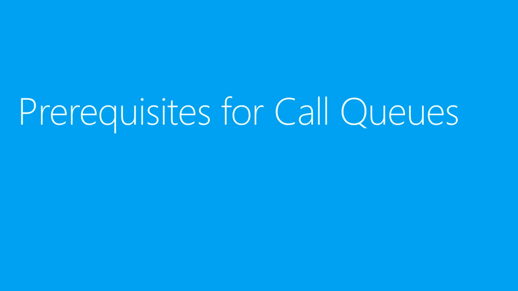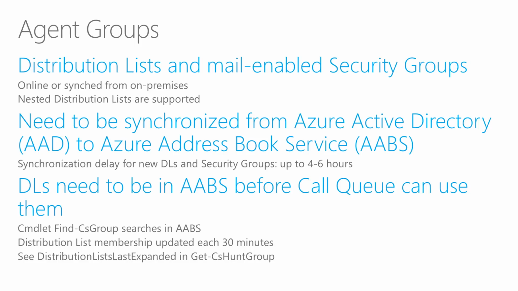So what are the prerequisites that you need? First of all, your agent group must be a distribution list or a mail-enabled security group. They can be fully online or synced from on-premises. We do support nested distribution lists. We don't support Office 365 groups. They need to be synchronized from Azure Active Directory to the Azure Address Book service. There might be a synchronization delay of up to 4 to 6 hours for new groups. They need to be in the Azure Address Book service before call queues can use them.